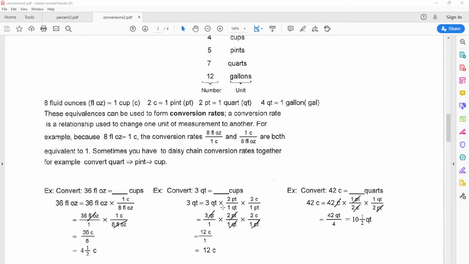I want to go from quarts to pints. Then I want pints to go away, so I put it in the bottom and replace that with cups. Then I look at the relationship between the two and fill it in. Now when I multiply, quarts cancel and pints cancel. The only unit that's left is cups. So I have 3 times 2 times 2, which is 3 times 4, which is 12, over 1, which is just 12 cups here.